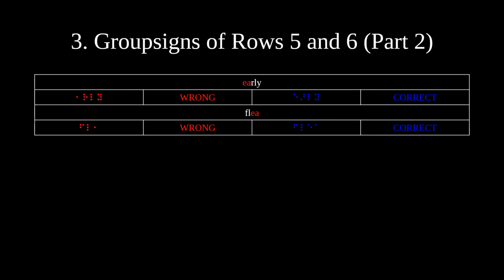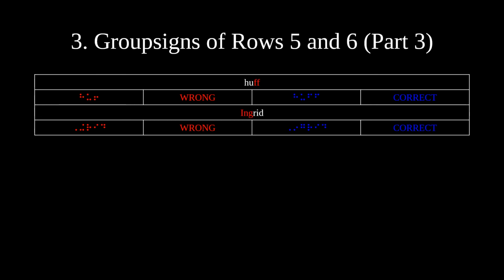The contraction EA may appear only in the middle of words. The letters EA appear at the beginning of the word early and at the end of the word flee. So neither of those words contains the contraction EA. In addition, as the word early demonstrates, the letter sequence EAR never uses the contraction EA.